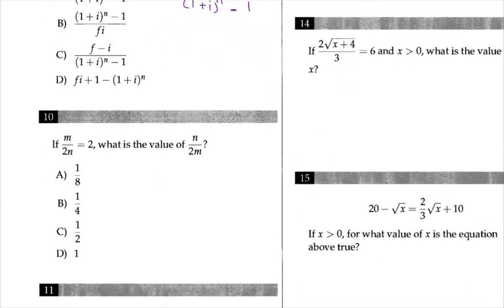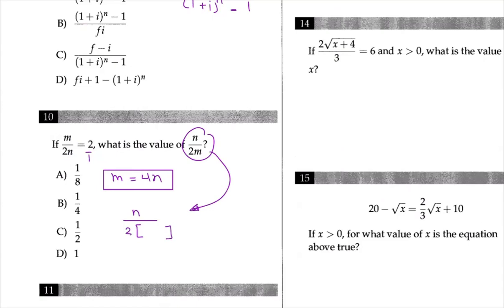Question number 10, if m over 2n equals 2, what is the value of n over 2m? This is over 1 here, just cross multiply. So you will find that m times 1 is m, and 2 times 2n is 4n. Now we know that the value of m is equal to 4n, right? And here we need to get the value of n over 2m. So if you substitute here, we already have n, and we have 2. What is the value of m? From this equation, we can find that the equivalent value of m is 4n. If you simplify, 2 times 4 is 8n. n cancels n, so the final answer is 1 over 8.